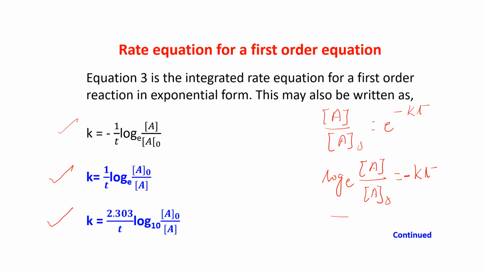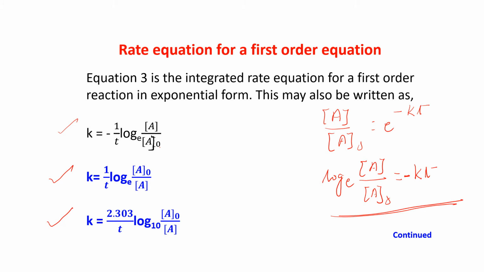See from this equation, k is equals to minus 1 by t log e A by A0. Next, k can be written as, just change the minus sign, 1 by t log e A0 by A. This also can be written. Or k can be written as 2.303 by t log 10 A0 by A.